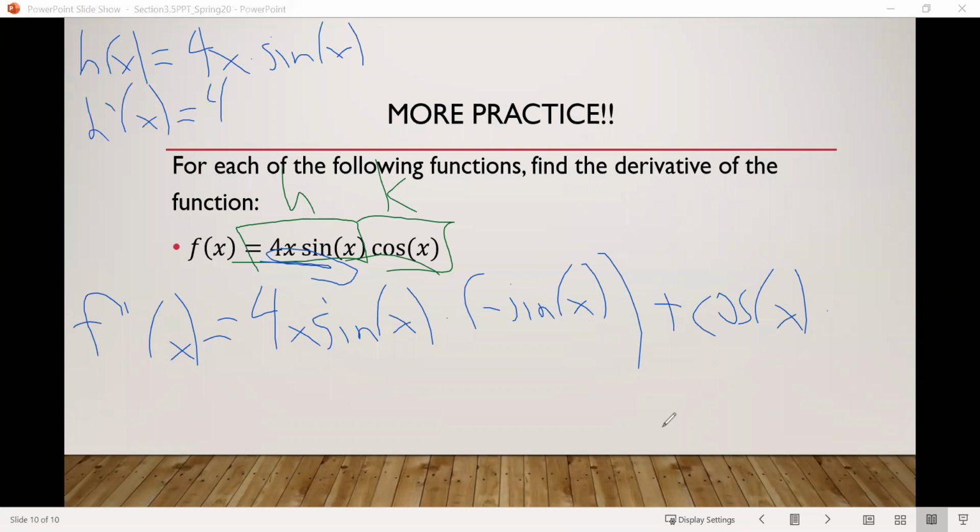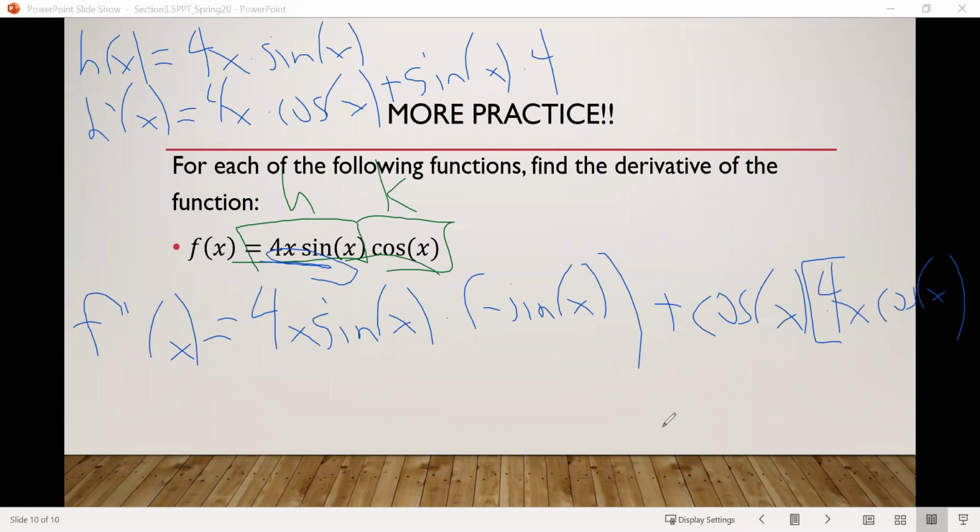So we do 4x times the derivative of sine of x, which is cosine of x, plus sine of x times the derivative of 4x, which is just 4. So up there now we have our derivative of 4x sine of x. So we'd multiply that by this cosine x here. So we'd have 4x cosine of x plus 4 times sine of x. And holy buckets, this is starting to get a little messy, right?